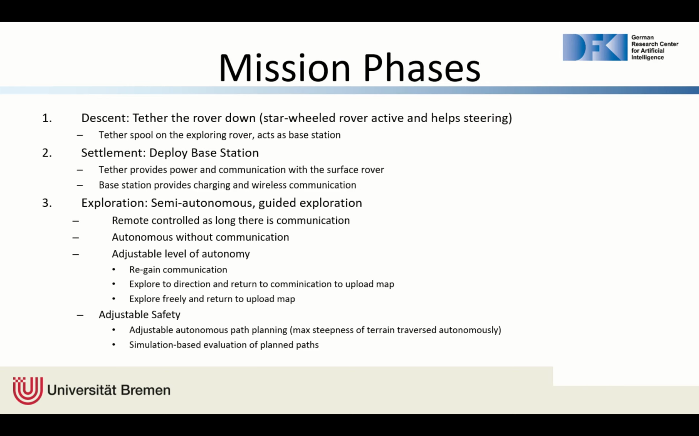In the end, we will have three main mission phases. The first one is the descent, so how to safely put the exploration rover into the pit. We have the settlement, which is basically the deployment of the base station. And in the end, we have the main phase, which is the exploration phase, which is a semi-autonomous guided exploration.